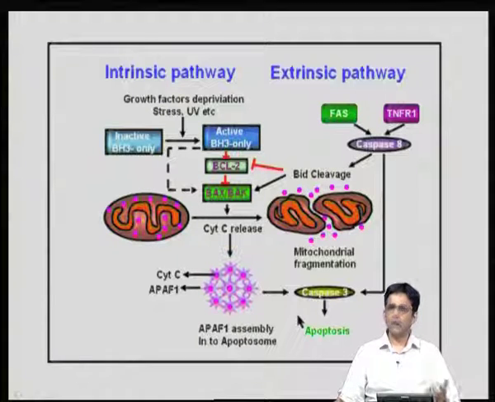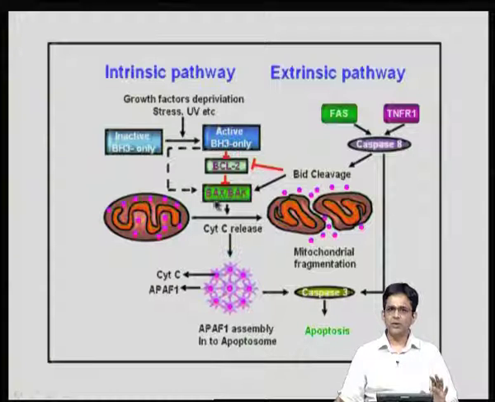And this is shown in a little bit of a different slide over here, which is showing the FAS and the TNF receptor pathway, which results in activation of caspase 8. It goes on over here, and this is the intrinsic pathway where you have deprivation of growth factors, activation of pro-apoptotic BCL family proteins, something that we will discuss. Ultimately, what happens is you have cytochrome C release, and then formation of what is shown over here as the apoptosome, and then activation of the effector pathways.